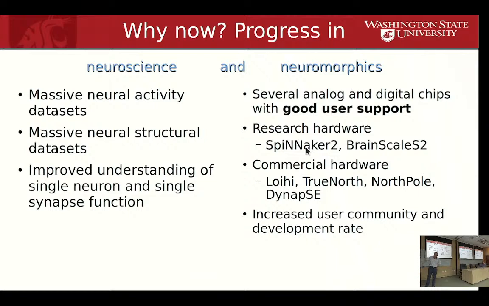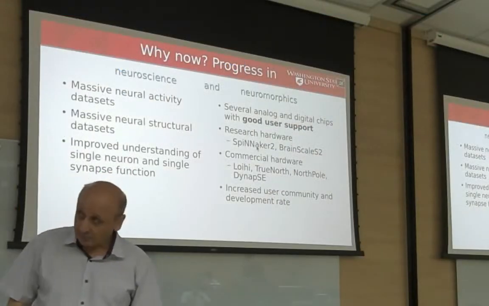Parallel with that is the progress in neuromorphic computing. So now there are several analog and digital chips with good user support. There is research hardware like SpiNNaker and BrainScaleS, but there's also emerging commercial hardware, of which Luigi is one example. IBM before that came with TrueNorth, and now there is a different architecture, NorthPole. There are analog chips that are emerging, like DYNAP. All of them come from the commercial side, usually, but also from the research hardware, with good user support and increasing libraries with which things can be done.